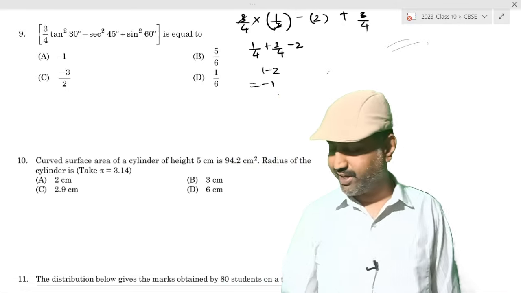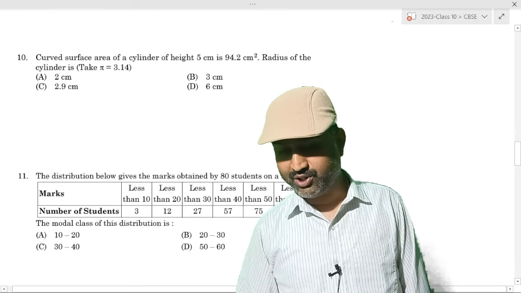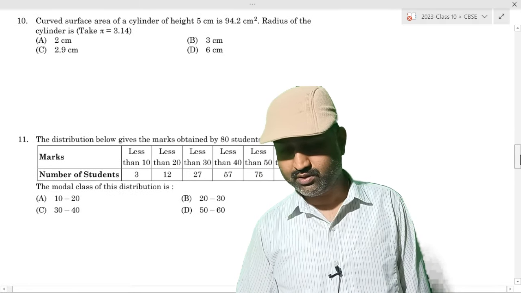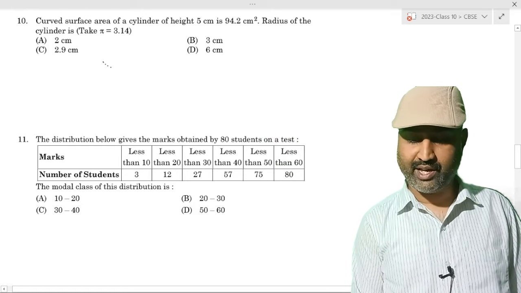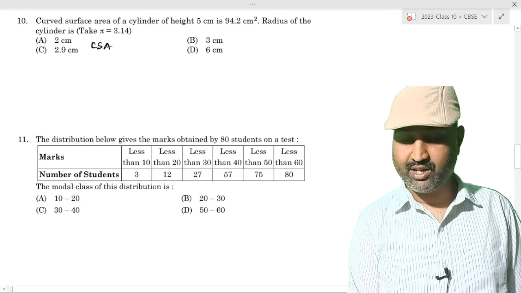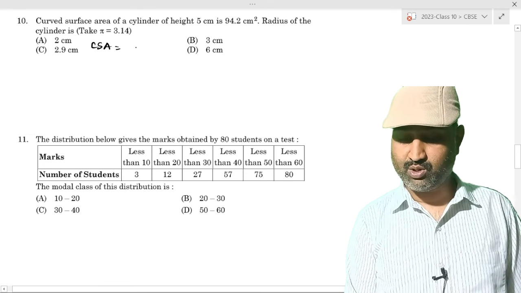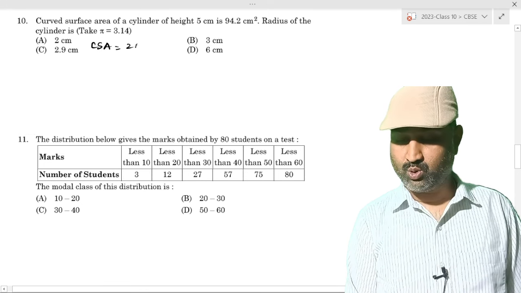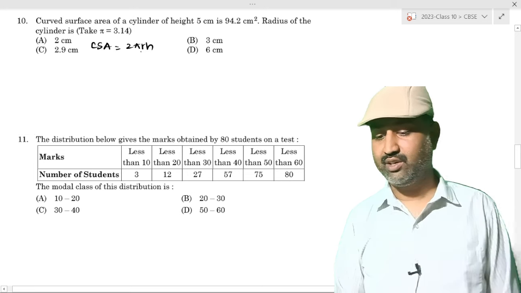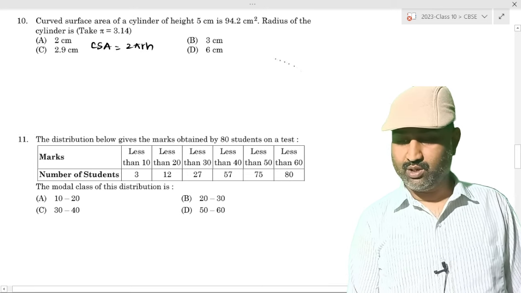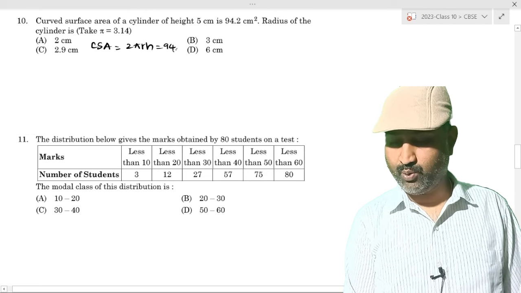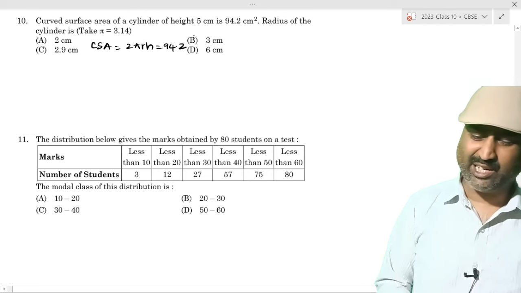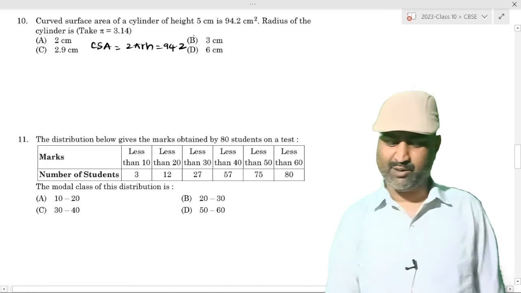Very easy question again. And the next question is from surface area. CSA of a cylinder. I know the CSA formula here. CSA of a cylinder is equal to 2 pi RH. Now given 2 pi RH is equal to 94.2. Don't worry about writing centimeter square here.